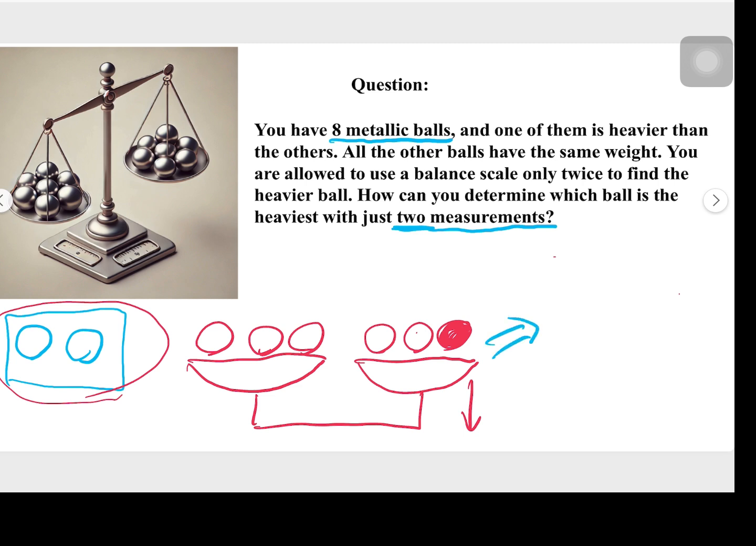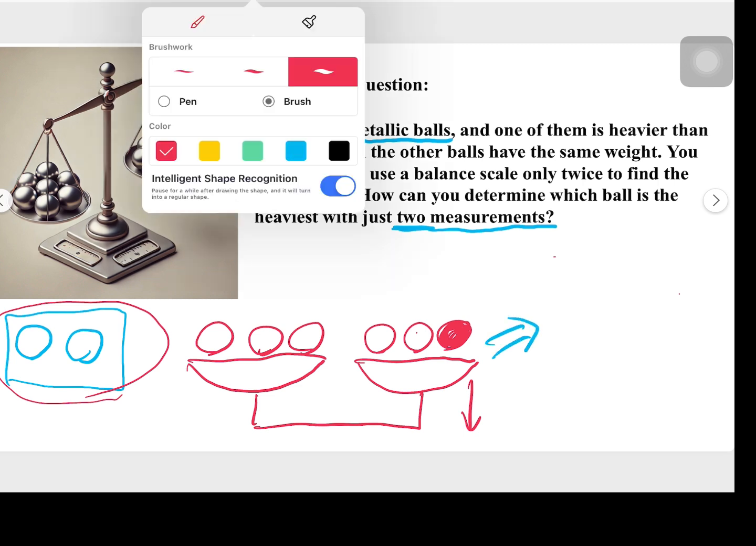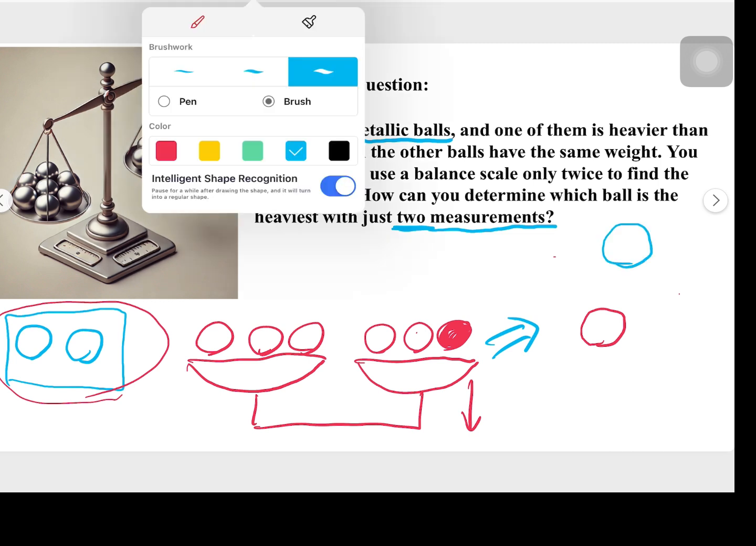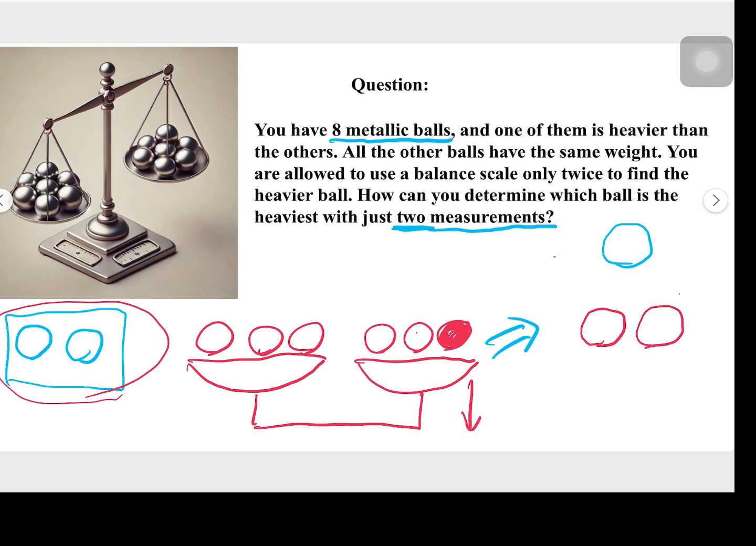So if I measure these 3 balls, what will happen? I will just use the same algorithm. I put one ball aside, I consider it a test ball, and the 2 other balls I measure. If one ball is heavier, it will be the winner, but if those 2 balls are equal, then my test ball will be the heavier one. So in this case I have 2 measurements.